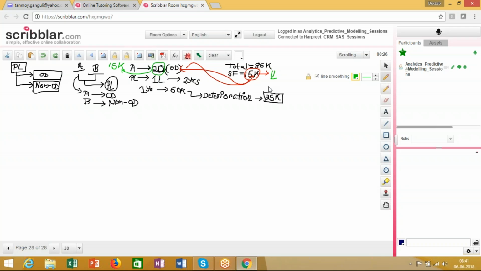Okay, so is this part clear? Why is it that accounts with an overdraft are relatively riskier accounts?